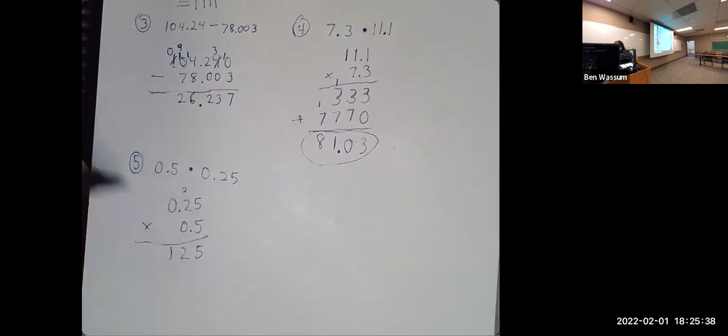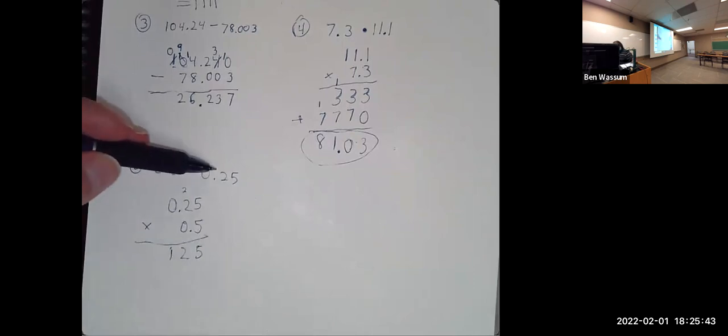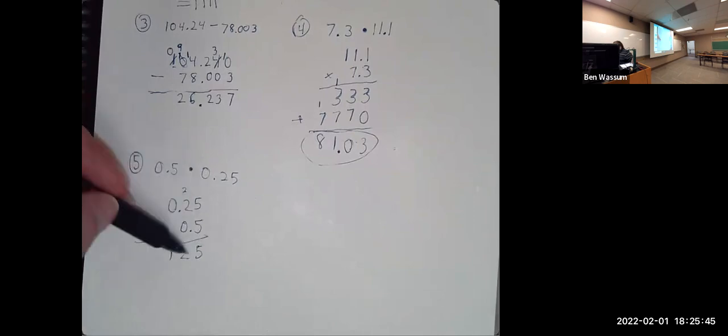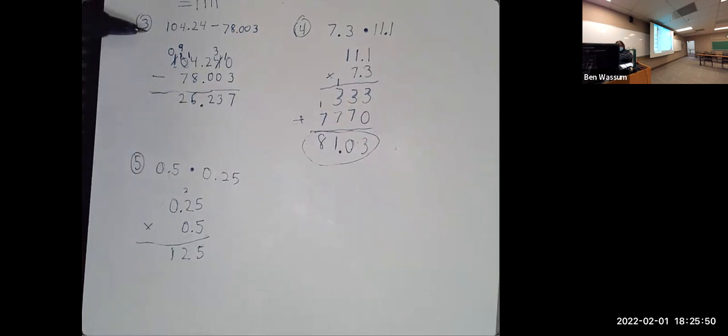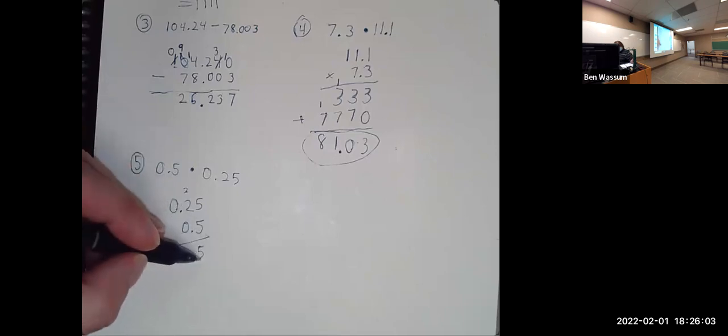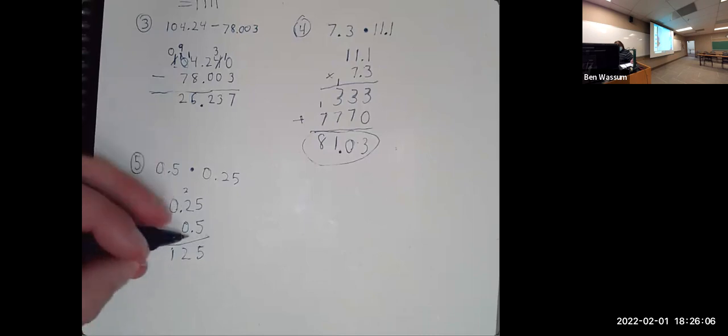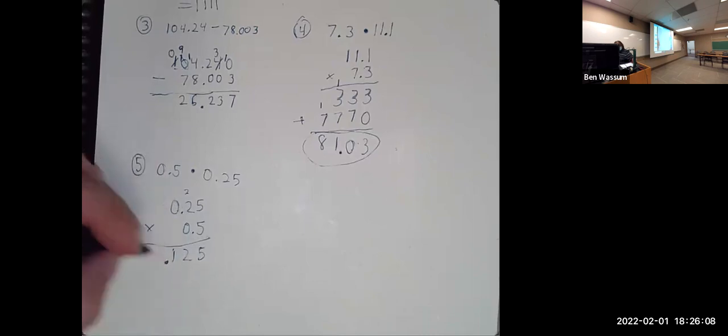So we're done, except we're looking at 1/2 times a quarter. So we're not going to have 125. We need to know where that decimal is going to be. So again, you look at your original numbers, say, oh, there's 2 after the decimal place here. There's 1 after the decimal place here. 2 and 1 gives you 3. Well, that means all 3 of these digits are going to be after the decimal place. So it would be 0.125.